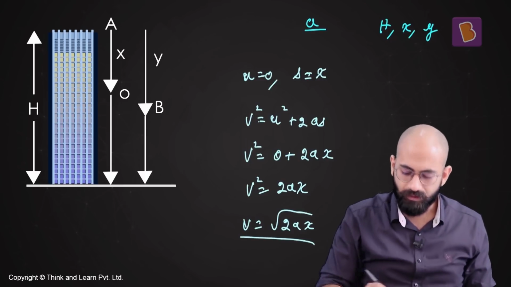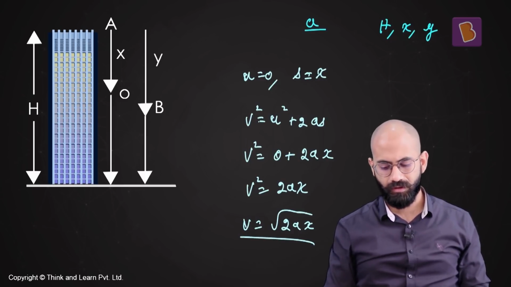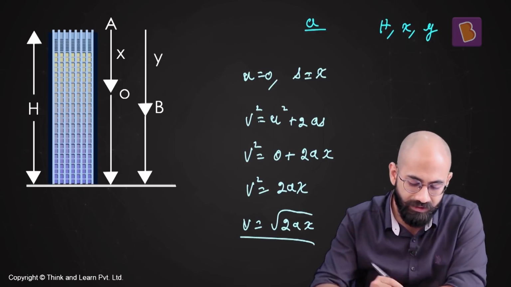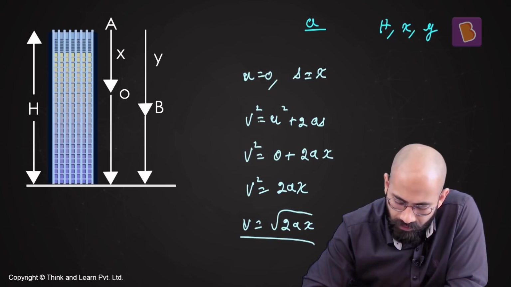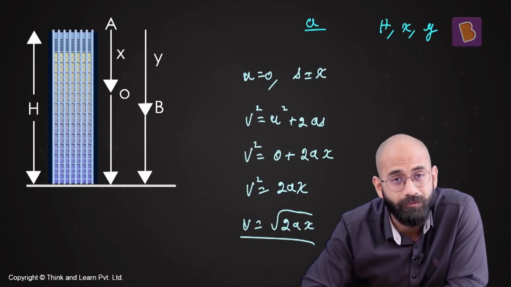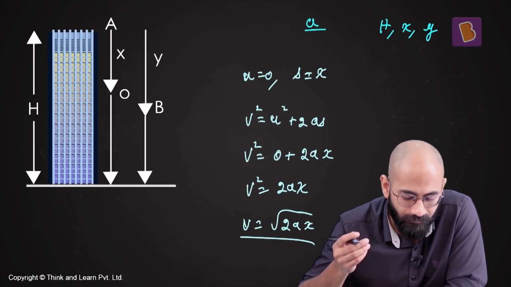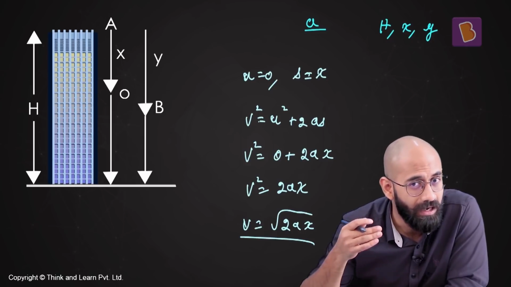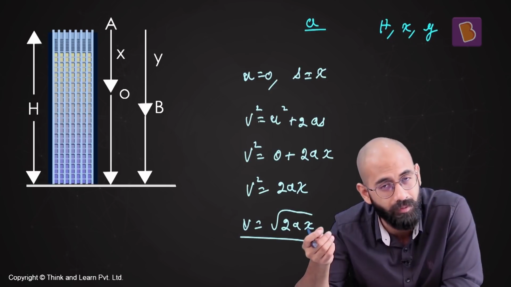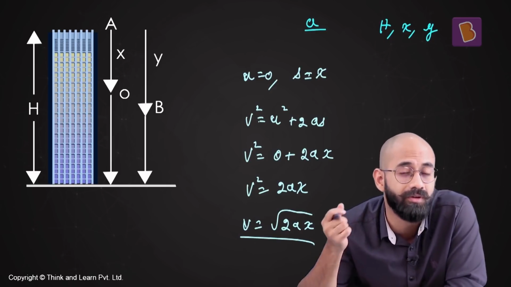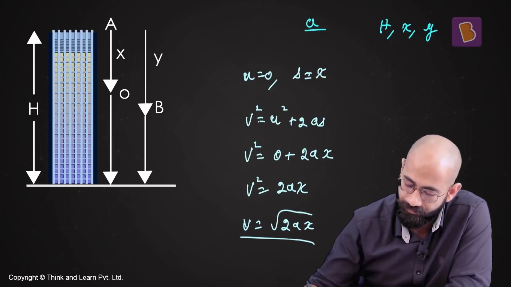So this v is the velocity that A has when it reaches the point O. That's fine. Now what do we do? Now we have to find the time taken for A to reach the ground from there, and then find the time taken for B to reach the ground from when it's dropped, and then equate both, because we know that the time taken for both is the same. So how do we do that?